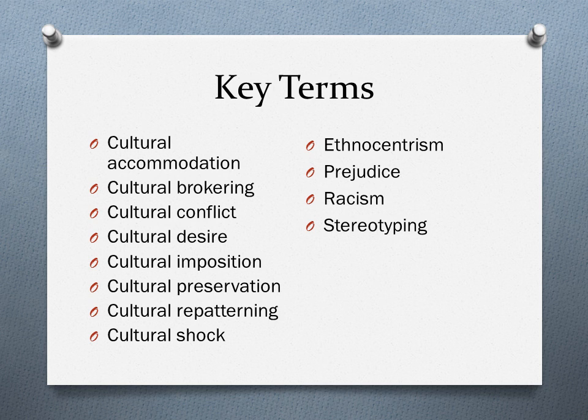Some key terms are listed for you to better improve your understanding of terms associated with cultural competence. Please define and identify examples of each of the key terms. The key terms listed are cultural accommodation, cultural brokering, cultural conflict, cultural desire, cultural imposition, cultural preservation, cultural repatterning, cultural shock, ethnocentrism, prejudice, racism, and stereotyping.